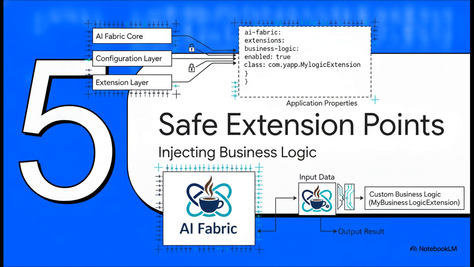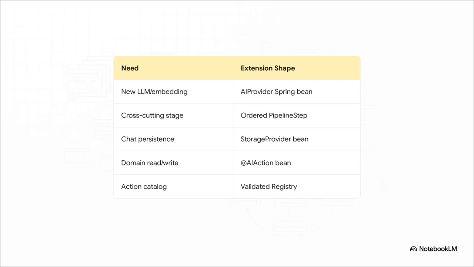Finally, let's wrap up with Section 5, Safe Application Extension Points. The golden rule here is simple. Always choose the narrowest extension point possible that owns the missing behavior. Look closely at exactly what your developer need is. If you need a completely new LLM or embedding infrastructure integration, simple. Just use a Spring Bean that implements AI provider or embedding provider. Do you need to intercept a cross-cutting stage in the orchestration? Create an ordered pipeline step. Building out custom chat persistence? Just swap in a chat session storage provider. For your core domain read and write logic, stick to an annotated @AI action bean.